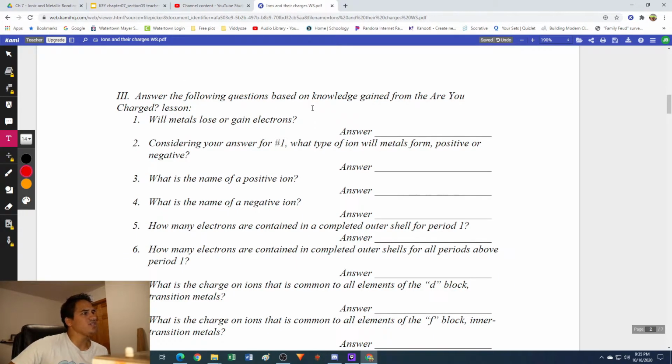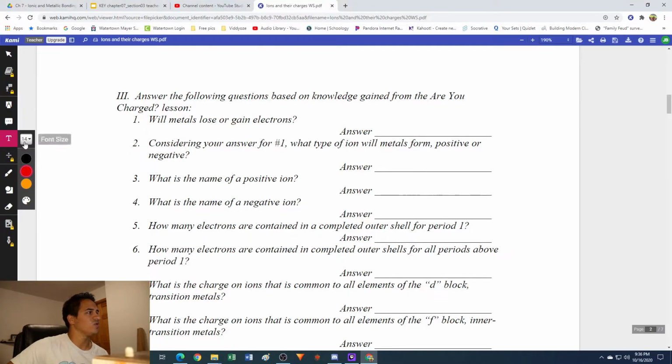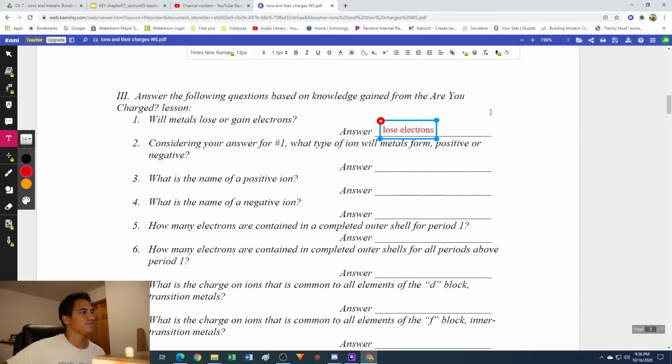It says answer the following questions based on knowledge gained from the charge loss. Okay, whatever. Number 1, will metals lose or gain electrons? Remember on the periodic table, the staircase, which is like right here, all these elements over here are all metals. And metals tend to lose electrons. And when they lose electrons, they will become positive cations. So our answer, will metals lose or gain electrons? They will lose electrons.